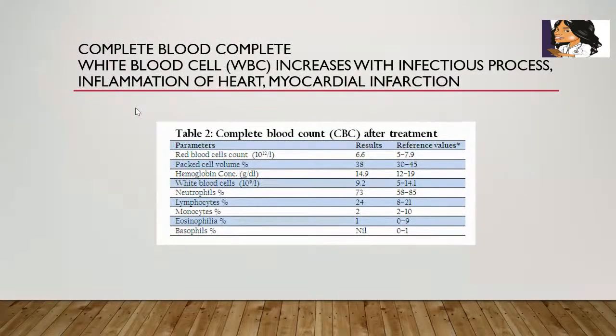Now, as nurses, guys, if someone comes in, whether you're in the ED, on the floor, or in a unit, you want to make sure that you're looking at the patient's lab values if a patient comes in with a myocardial infarction. This is a CBC. If you're working in the hospital, you're going to see the CBC on pretty much every patient, so you have to know the parameters. But keep in mind that the WBC increases with infectious process, inflammation of the heart, and myocardial infarction. So white blood cells will increase with inflammation of the heart. Don't forget that.